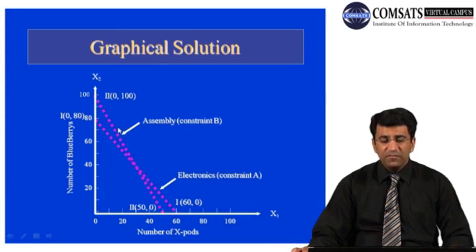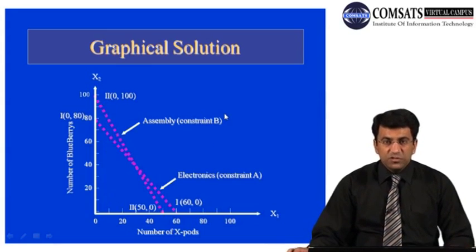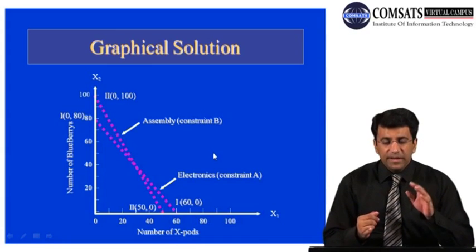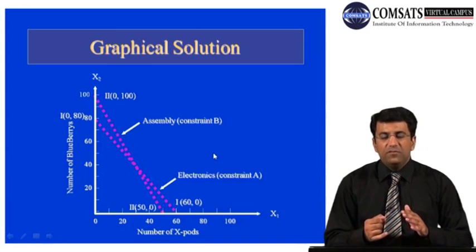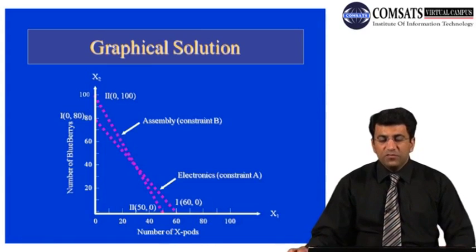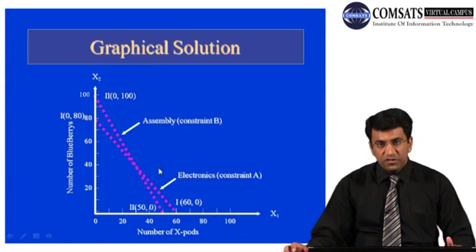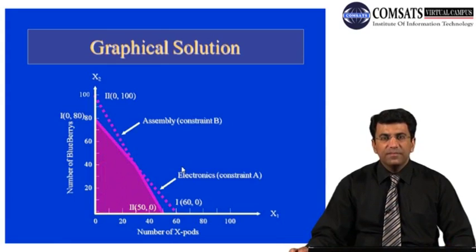So our feasible area for this particular line, that is line number 1, will be less than the area of this line. Similarly, the feasible area for line number 2 will be less than this particular line. But we are interested in both constraints, because we will have to fulfill the electronic constraints as well as the assembly constraints. So our feasible region, which is less than both of the lines, line number 1 and line number 2, is this one.